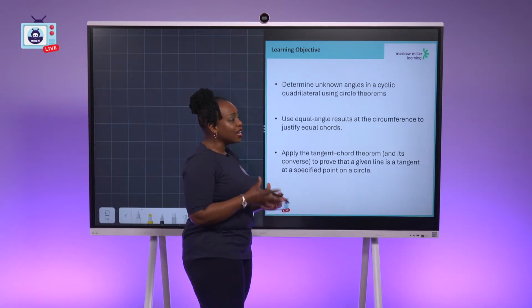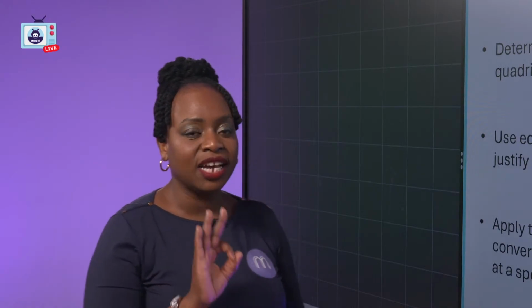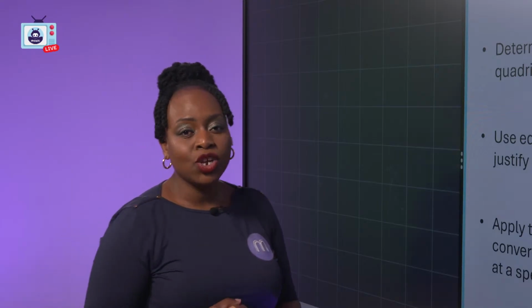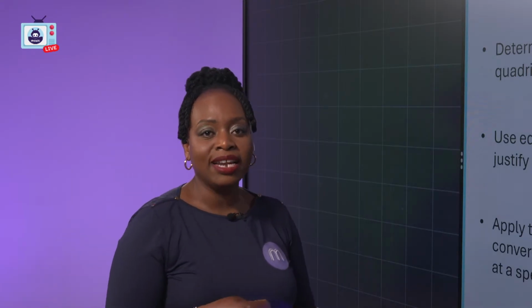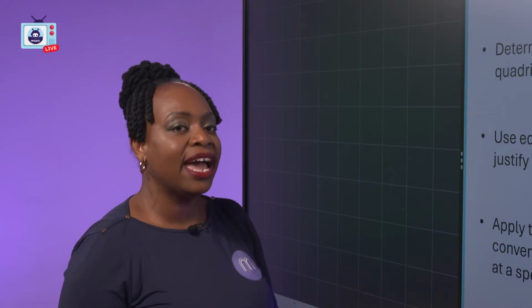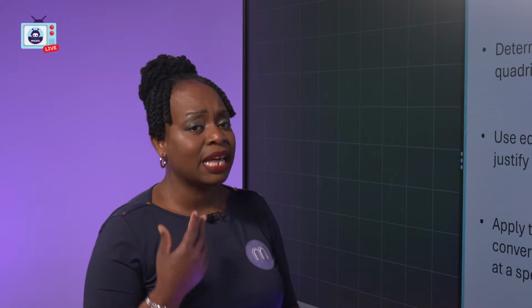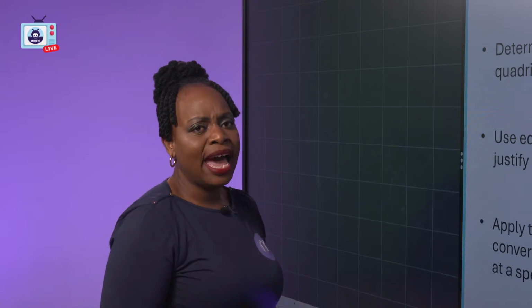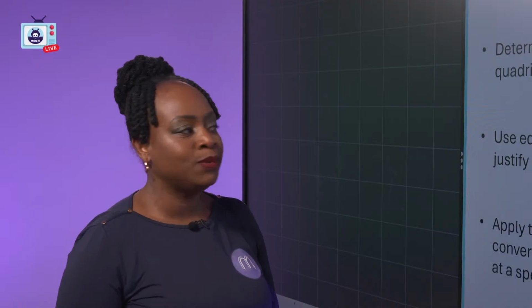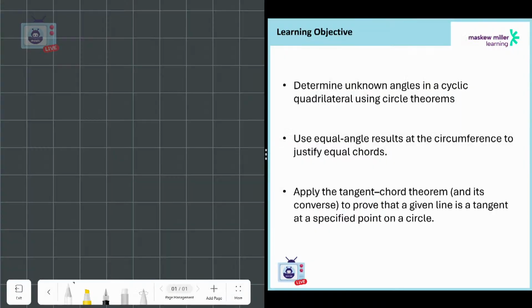Remember, the cyclic quadrilateral has three things that you must know. An exterior angle of a cyclic quad equals the opposite interior angle. Opposite angles of a cyclic quadrilateral are supplementary. We also have the angles in the same segment, or the angles that are subtended by the same chord, or equal chords subtend equal angles.